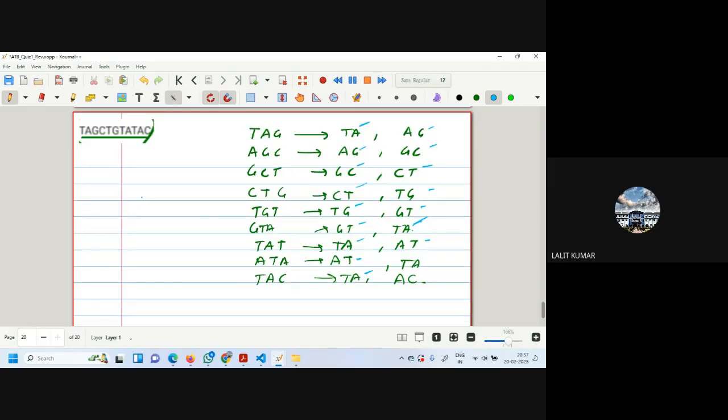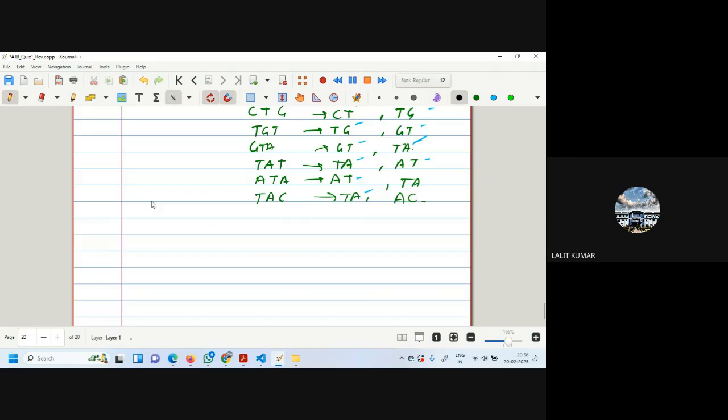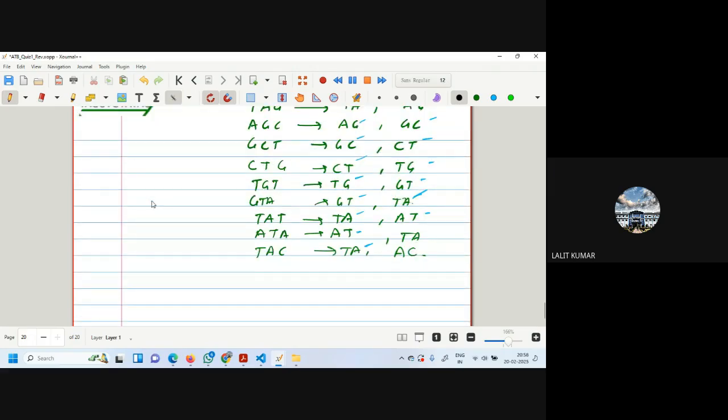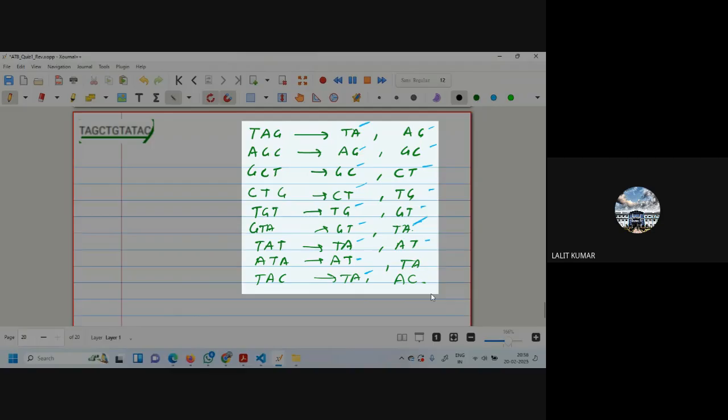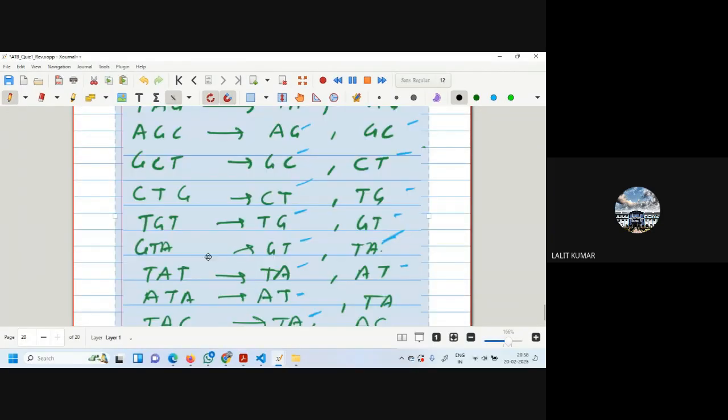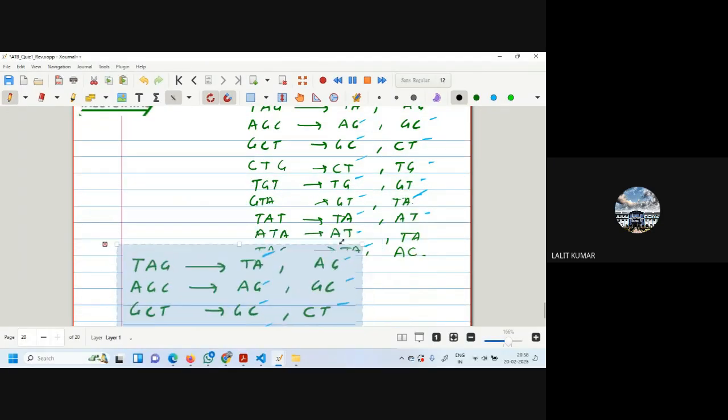Okay, then we check what can be the endpoint. All are matching. AG is there, GC is there, CT is there, TG is there, GT is there, TA is there, AT is there, AC is not there. So only AC we know is the last one. So we can copy this here for minimization and take help from this to build the graph.